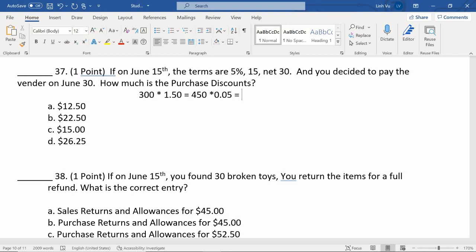Let's go ahead and double check that. Isabel, did you get the same answer? Yes, $22.50. So in this case, $22.50 is correct. Okay.